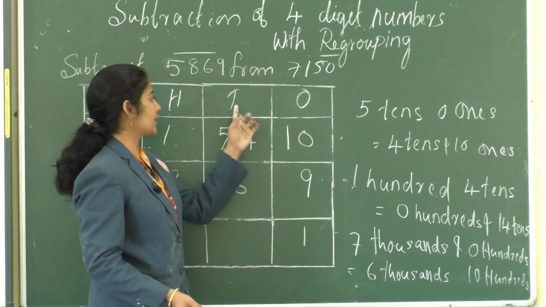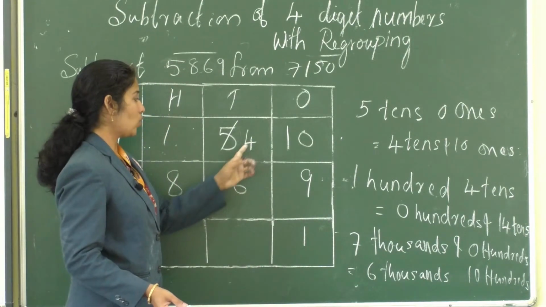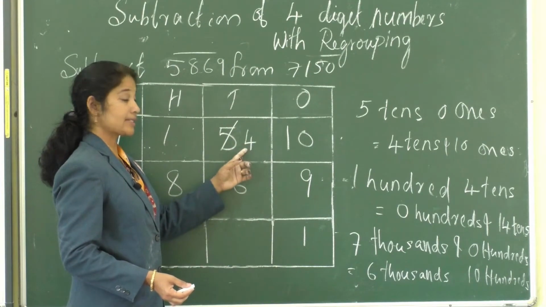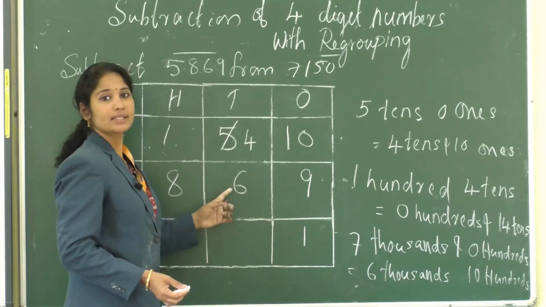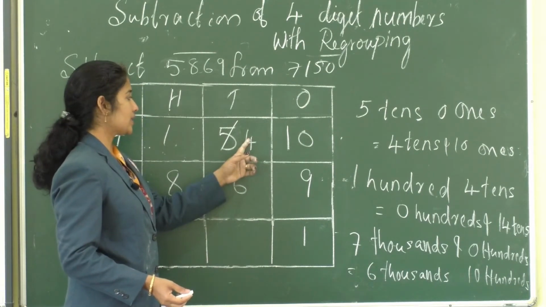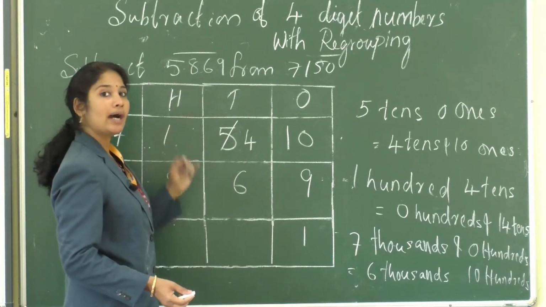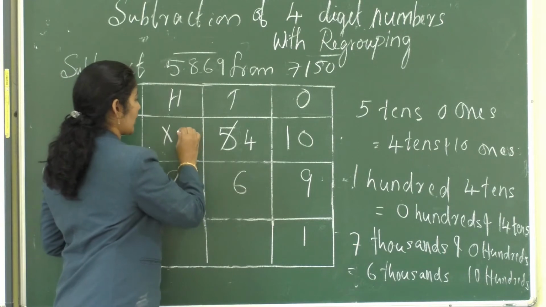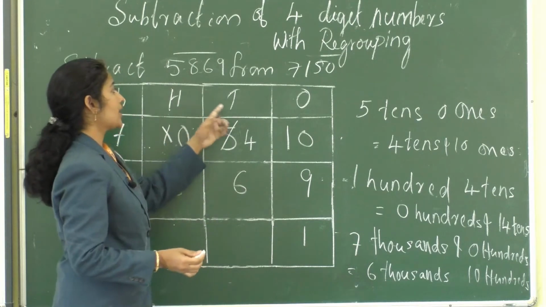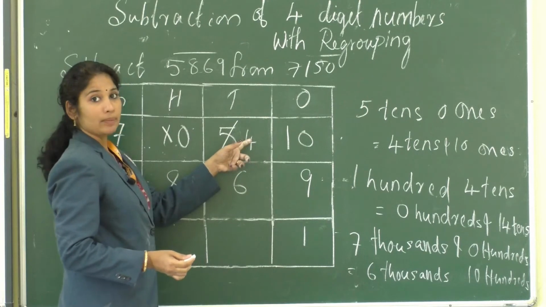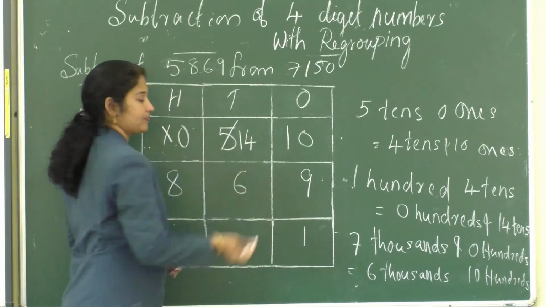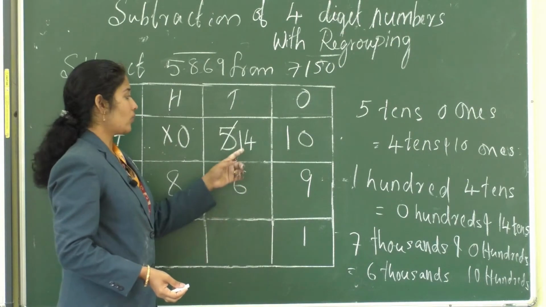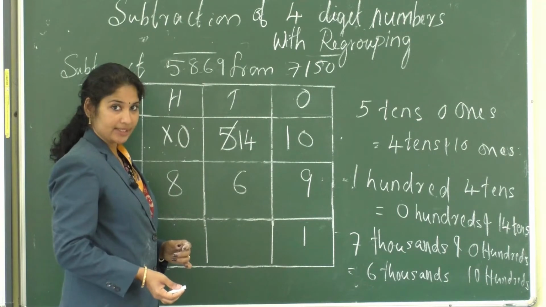Next we have to check tens place. Now we have 4 and 6. We can't subtract. 4 is smaller and 6 is bigger. So we have to take 100 from hundreds place. So 1 will become 0, and 4 tens become 14 tens. Now we have 14 and 6. What is 14 minus 6? Yes, 8.